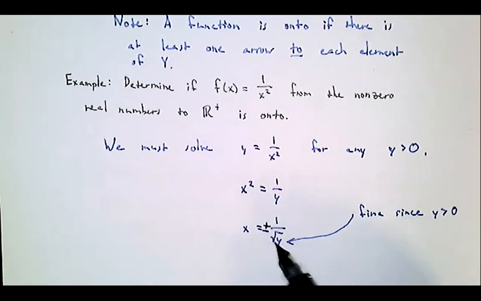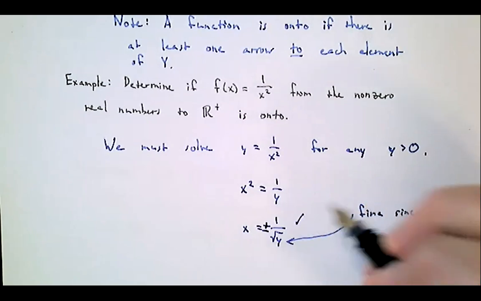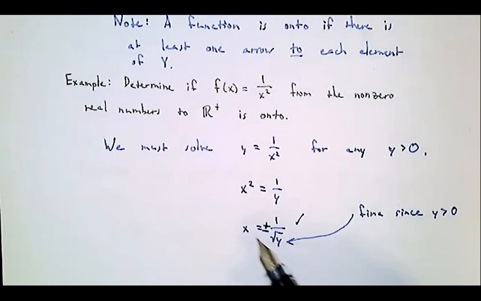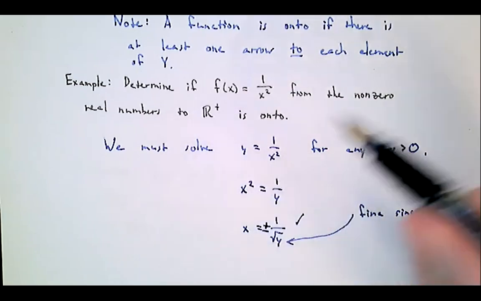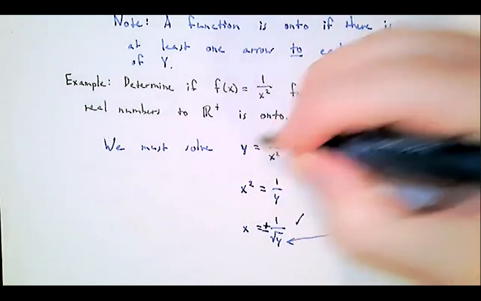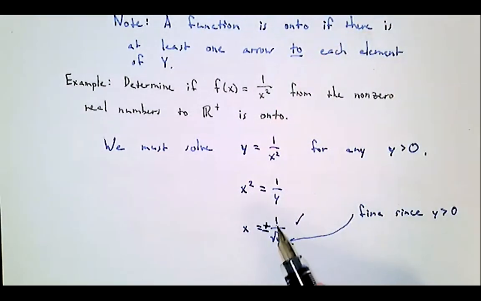So this confirms that if we wanted to map something to y, if we wanted to plug in something and get y as the output, then I have two options to plug in. I can plug in positive 1 over the square root of y, or negative 1 over the square root of y.